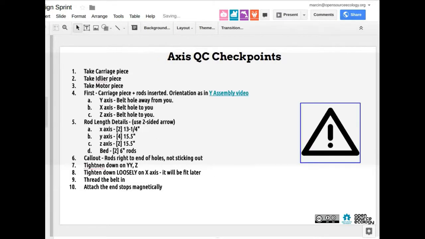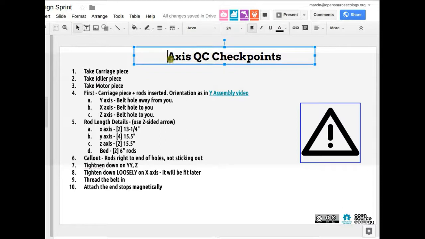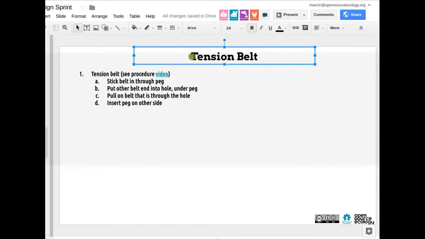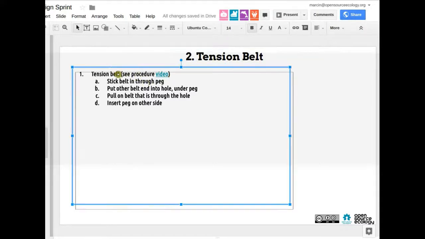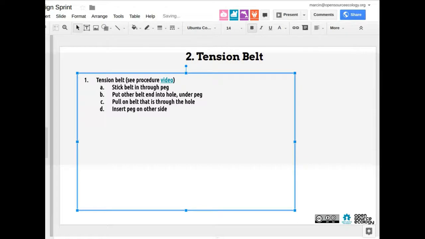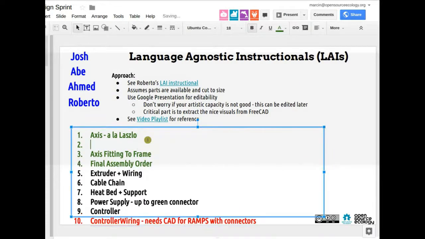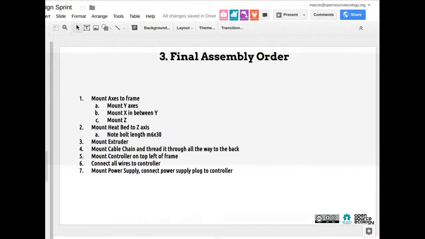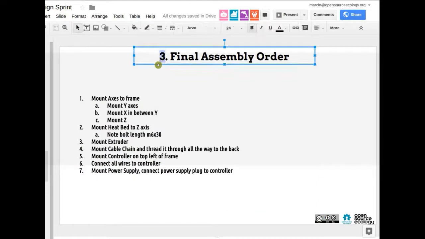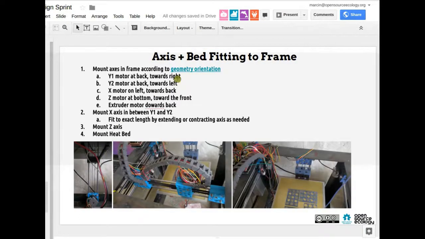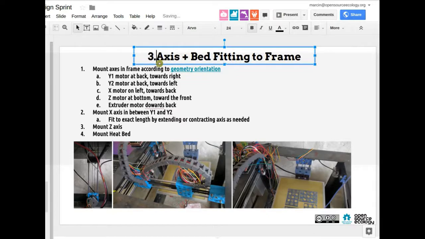So the first one is, of course, the axis. You can read through that. So one is axis, and right after that is the belt tensioning. I actually put that as a separate step, because it's a little complicated, so I think it deserves a separate instructional. So I'm going to just add axis and then belt tension. Belt tension is 0.3, so therefore the final assembly order would be 4. And then axis and bed fitting to frame would be step number 3. So you're fitting all the pieces that you made into the frame. That's like one good step.